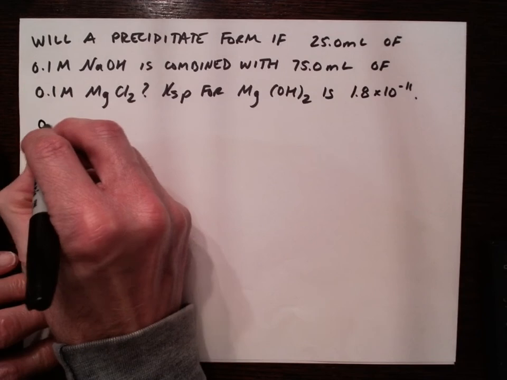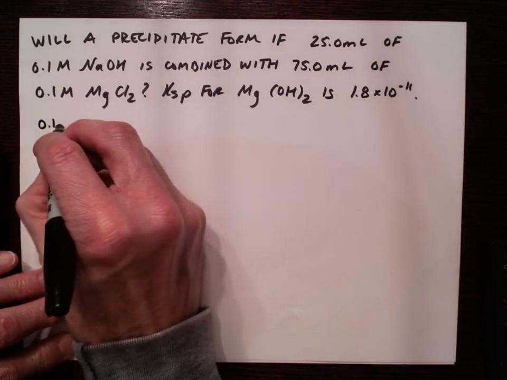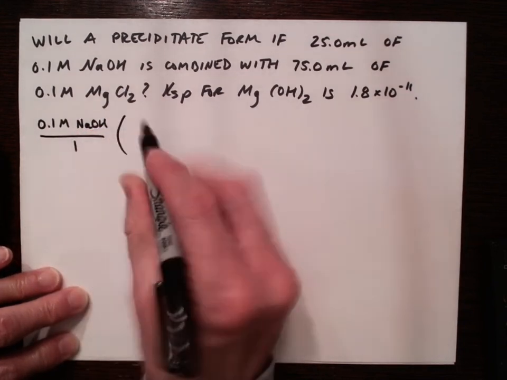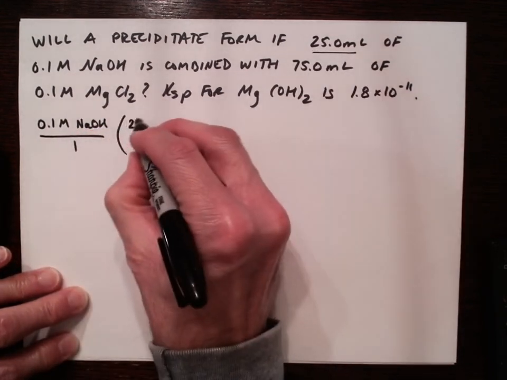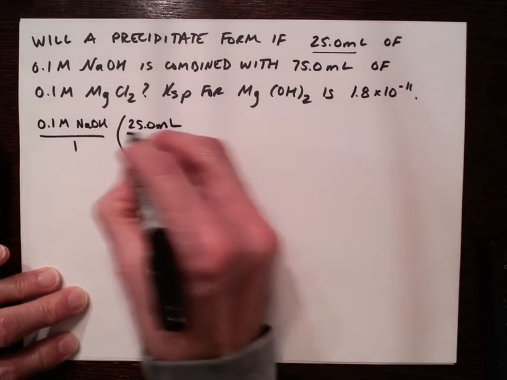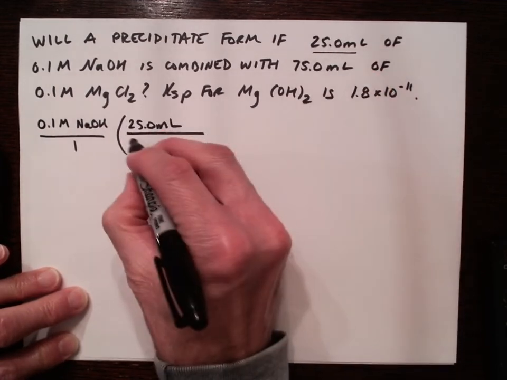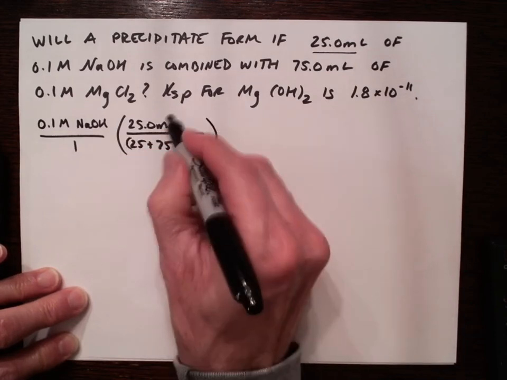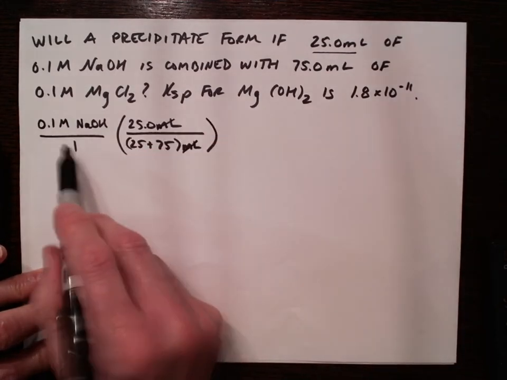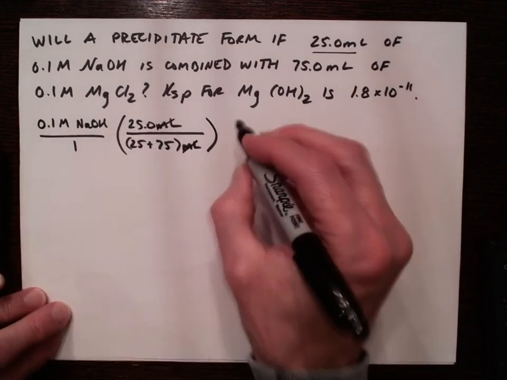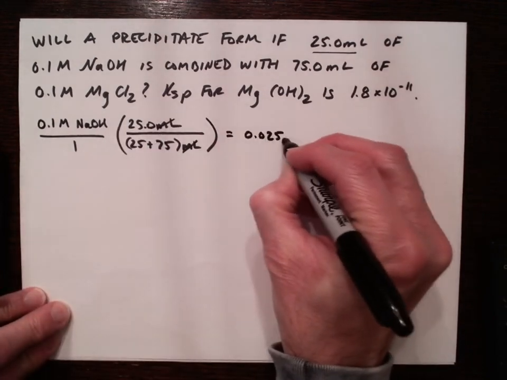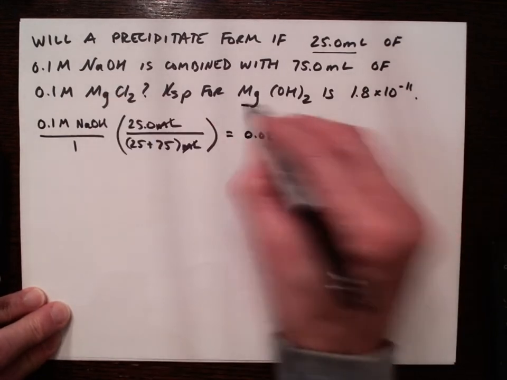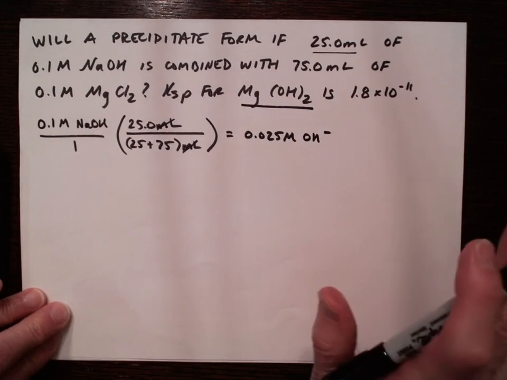So you'll notice I start with 0.1 molar sodium hydroxide, and I'm taking 25 mils of it, and I'm diluting it to 25 plus 75 mils. So I'm diluting it to 100. So really, I'll just take 25% of 0.1. That's going to be 0.025 molar sodium hydroxide, and I'm just interested in the hydroxide in the formation of magnesium hydroxide. So far, so good.